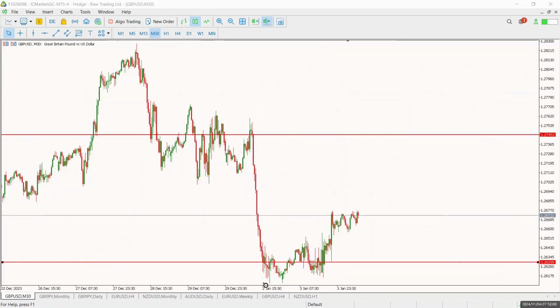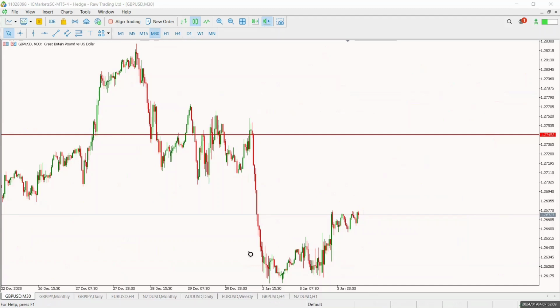Now we know that at this support level here, this was where the break of structure happened. The break of structure happened at this support level here, and when the break of structure happened, this area can also trigger a retracement.